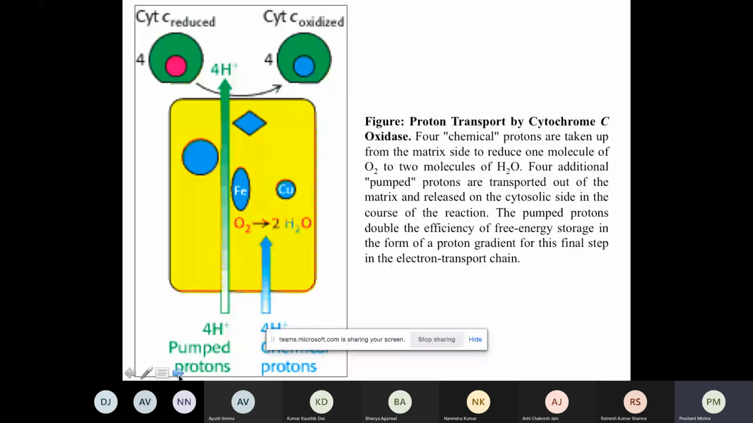So this is the last step where it has been shown how cytochrome C oxidase works. This is a complex with iron sulfur clusters. It is reduced, cytochrome C is oxidized, and during this process, 4 protons are being pumped out and 4 protons are taken up. So these are the reactions where the electron transport chain is transferring electrons and pumping out protons. These four protons are responsible for converting your oxygen into water, and these 4 protons are being pumped out.